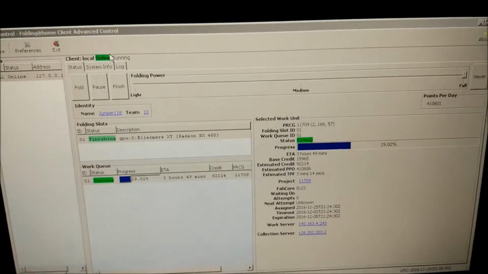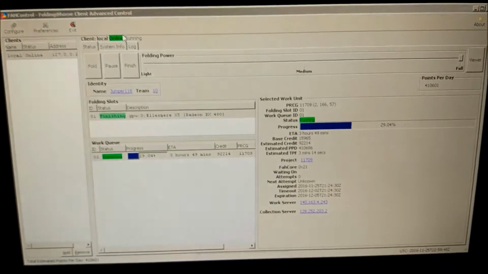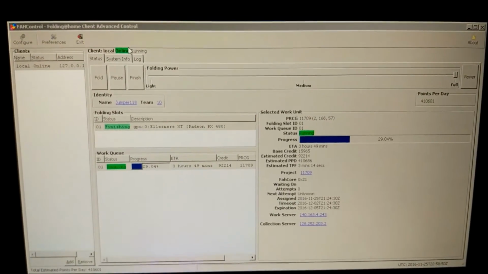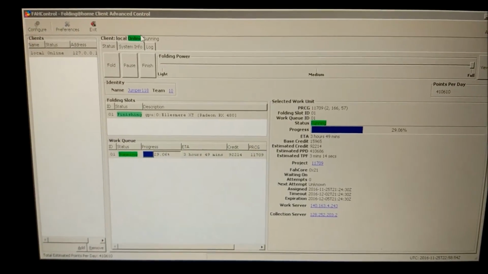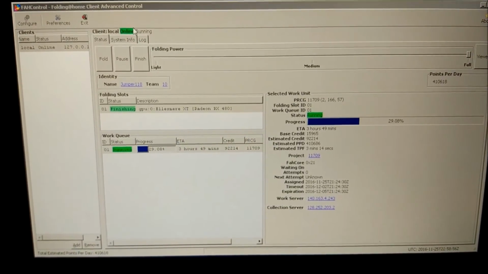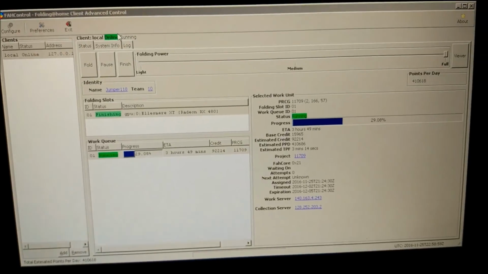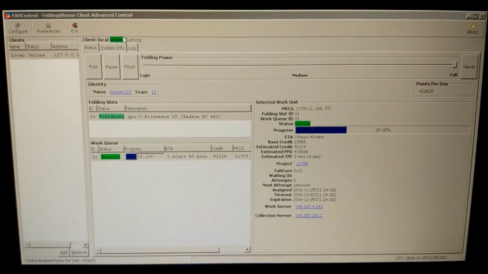So that was just what I wanted to say in this quick little video. I might do a folding update in the future if I run it for a longer period, but at the moment I'm just doing one or two work units. Should just be a few hours overnight, just to see what kind of PPD it gets.